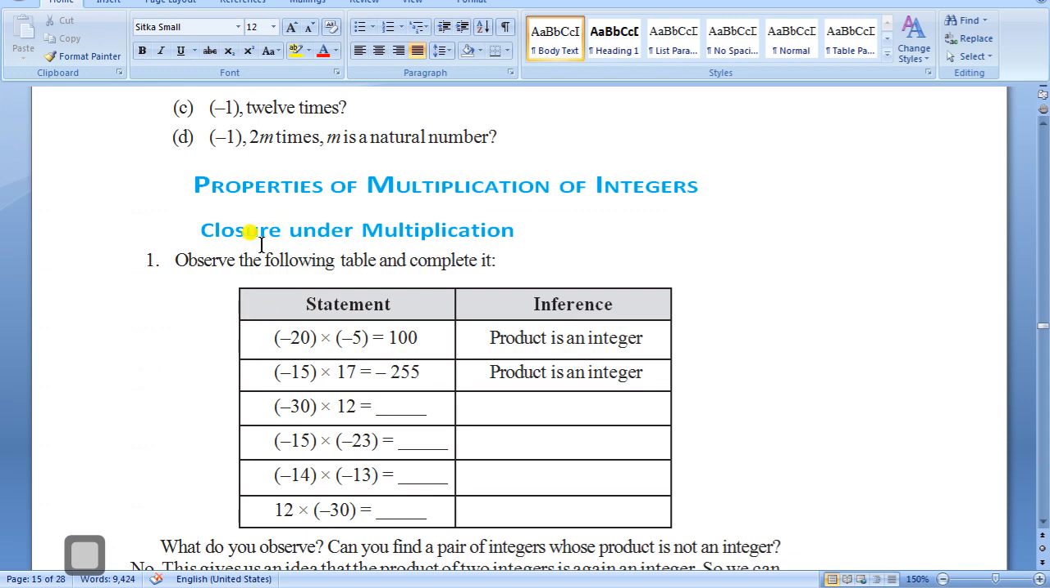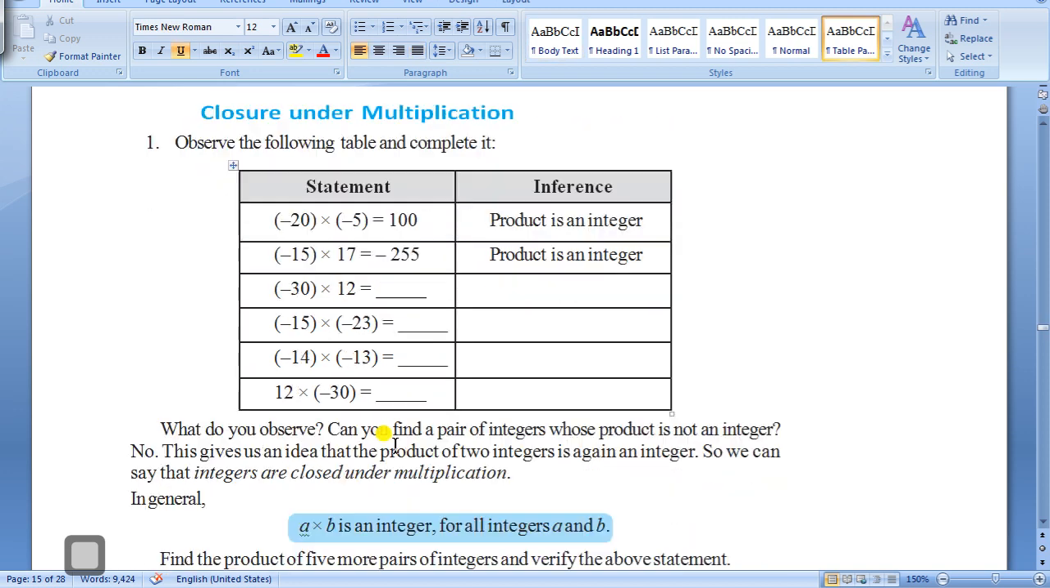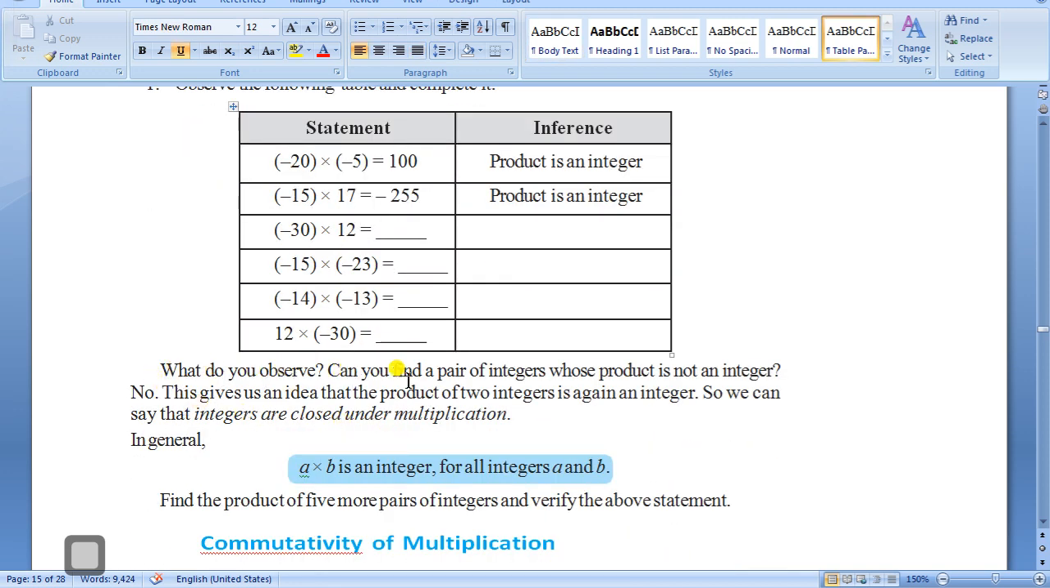Now we'll find the properties of multiplication of integers, right? We'll find the closure under multiplication. Observe the following table and complete it. Minus 20 into minus 5, that is 100, the product is an integer. Minus 15 into 7, that is minus 105, the product is an integer. Here also, if we multiply all the numbers, we'll find that the product is an integer. What do you observe? What can you find out?